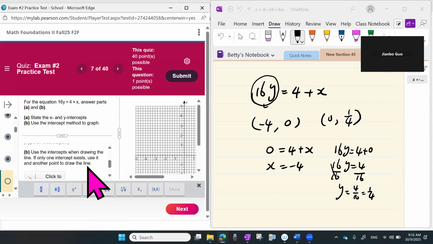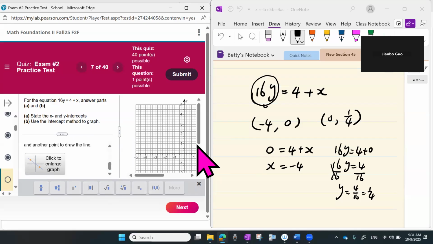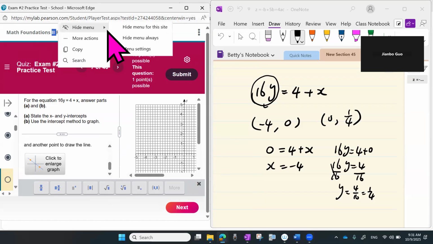Part B, use the intercepts when drawing the line. If only one intercept exists, use it and another point to draw the line. Okay, so we're graphing. I'm going to have to maximize this page. Hold on.